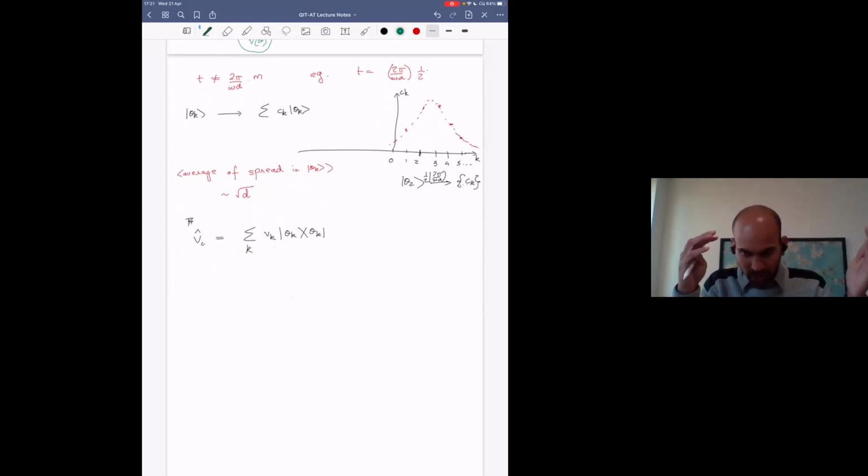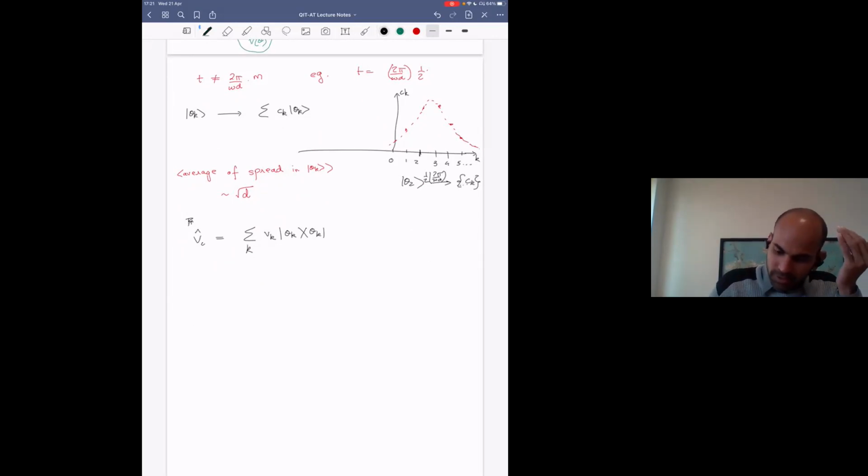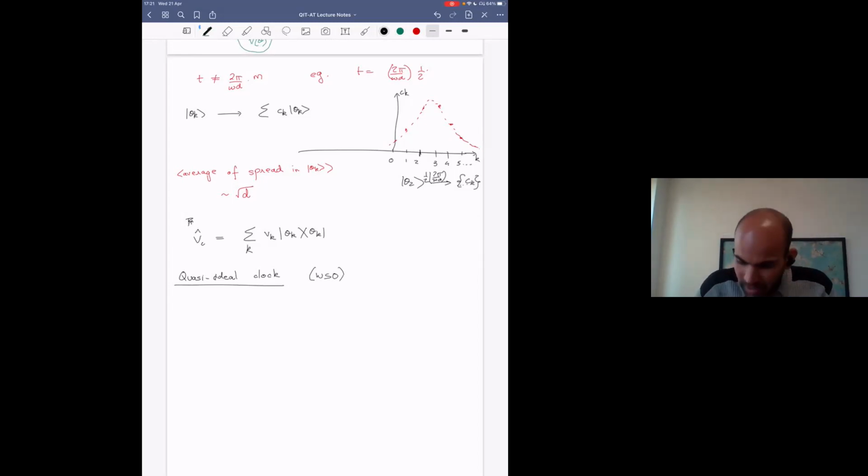I leave going into the details of this, and arguing how well the clock can do this on the system, to the next lecture. For now, I'm going to briefly introduce the idea of using a superposition of states rather than the Peres states. This is related to the work of Misha and myself in the group. This is the quasi-ideal clock, WSO, which stands for Woods, Silva, and Oppenheim.